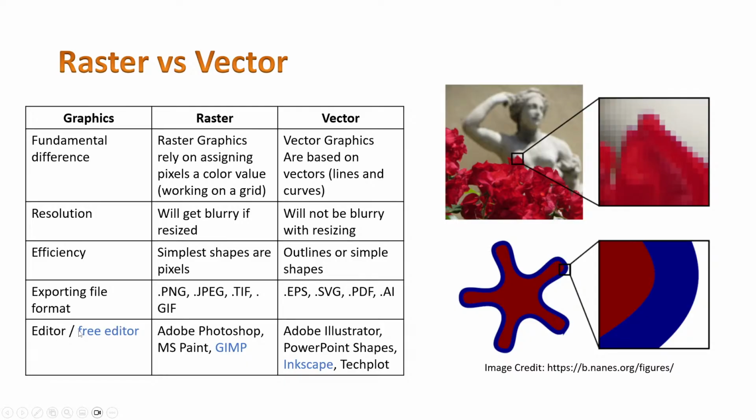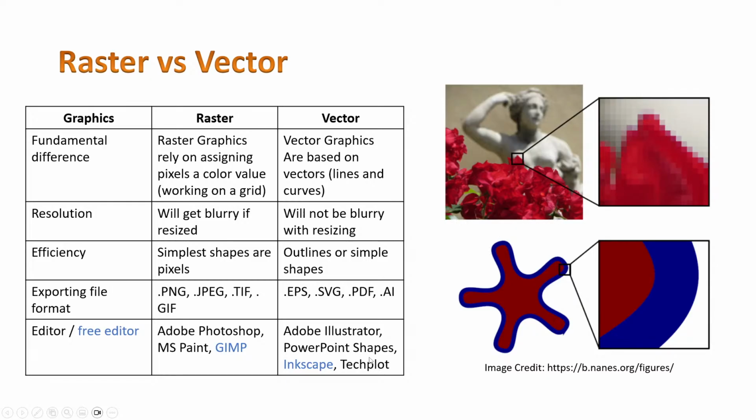Yeah. The editor. So the one in blue would be the raster editor, like Adobe Photoshop. If you want to edit an image like this, you can use Adobe Photoshop or GIMP, which is a free version of it, or MS Paint, for example. If you want to create shapes like this, you can generally use PowerPoint. That's what I generally use to create these things.